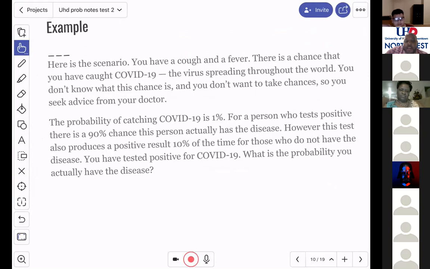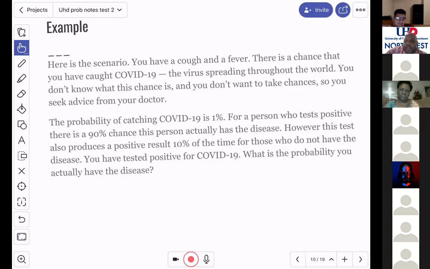For a person who tests positive, there's a 90% chance that this person actually has the disease. However, this test also produces a positive result 10% of the time for those who do not have the disease. You've tested positive for COVID-19. What is the probability of actually having the disease?